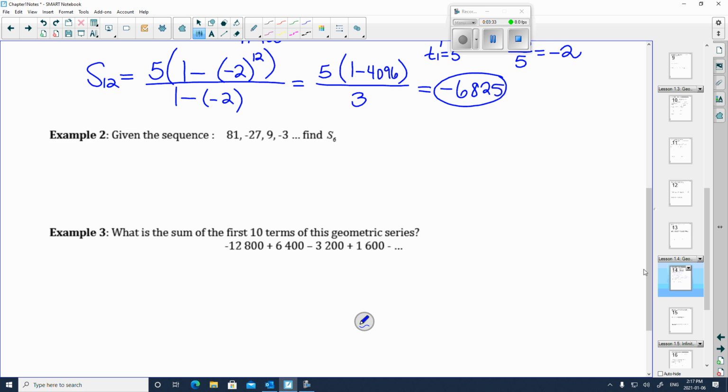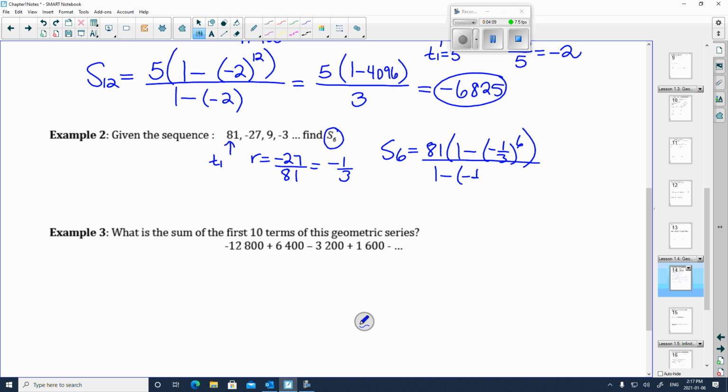Next example, given the sequence 81, negative 27, 9, negative 3, find S6. So they're giving you that you're finding S6. Here's your first term, and then my common ratio would be negative 27 divided by 81, which reduces to negative 1/3. So then I'm just going to put it into my calculator. Well, first I'll write it out. S6 equals 81, 1 subtract negative 1/3 to the power 6 divided by 1 subtract negative 1/3.